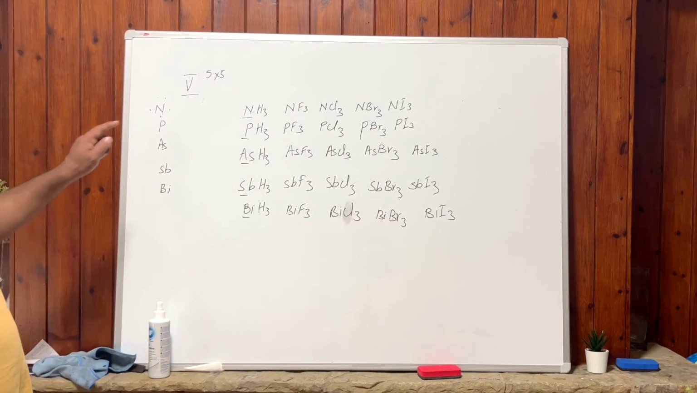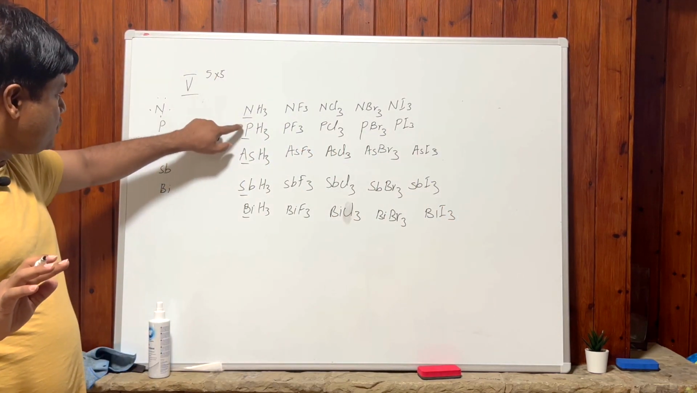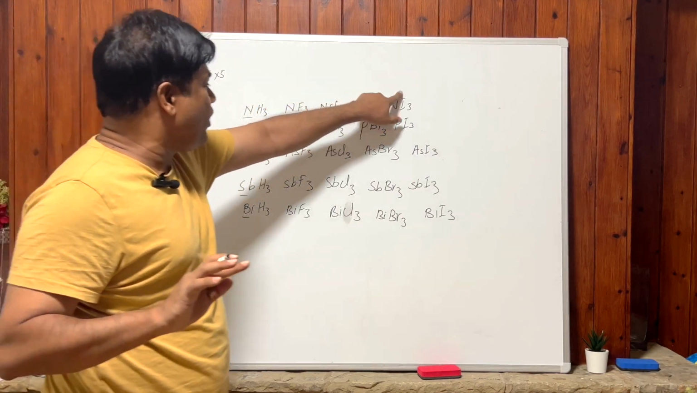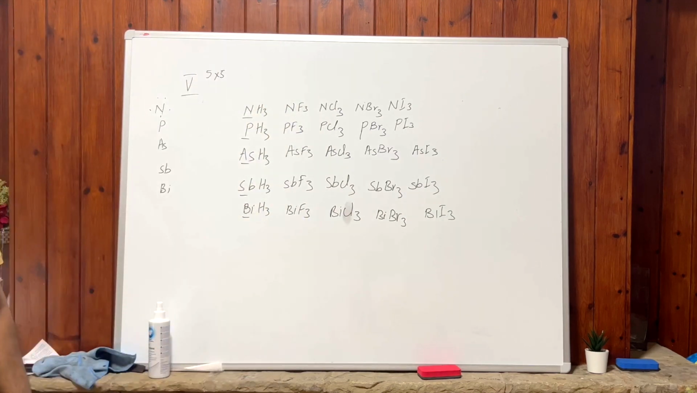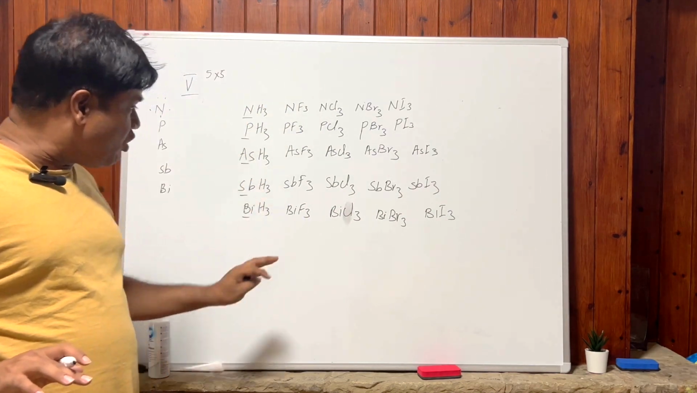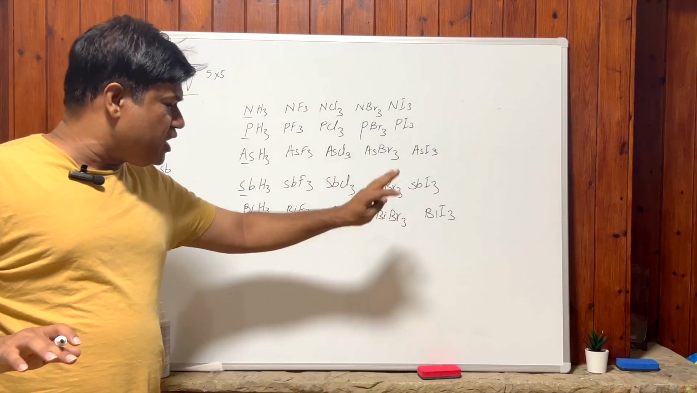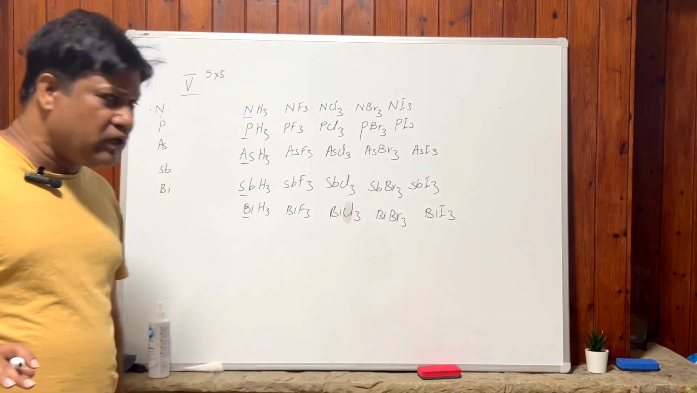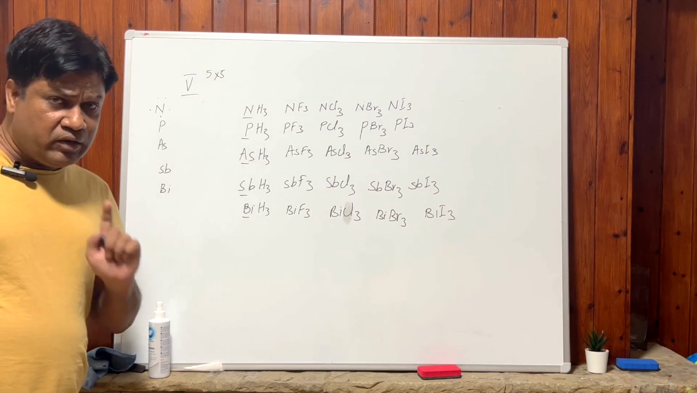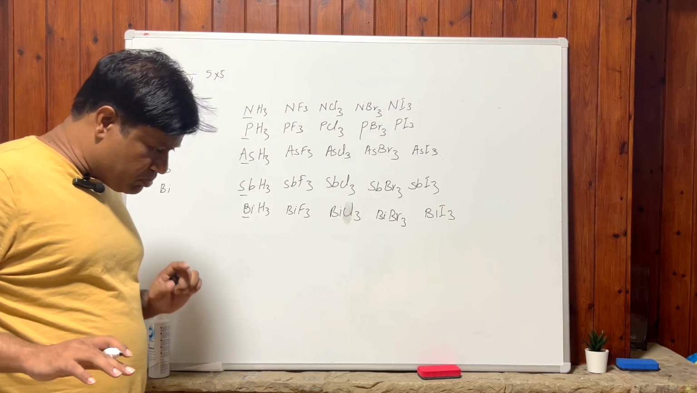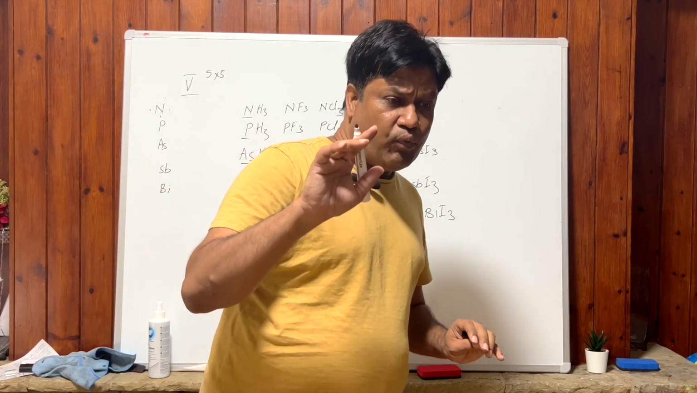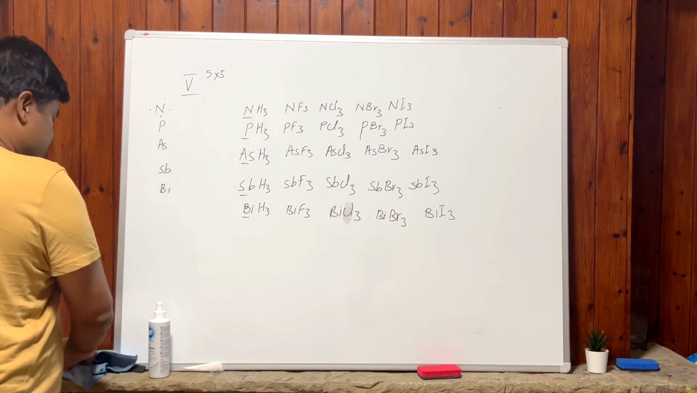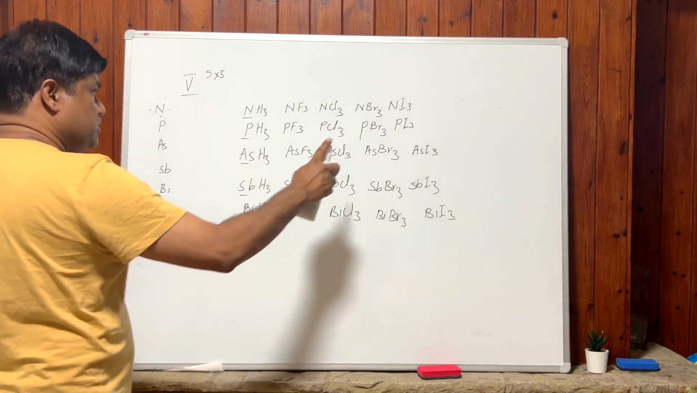I told you 25 molecules, 5 times 5: 1, 2, 3, 4, 5, and 1, 2, 3, 4, 5. You can count 25 molecules. These 25 molecules have the same shape, trigonal pyramidal, and a bond angle 107. Before I stop here, I want to give you one question, guys. That was a past paper question. Look at that question.